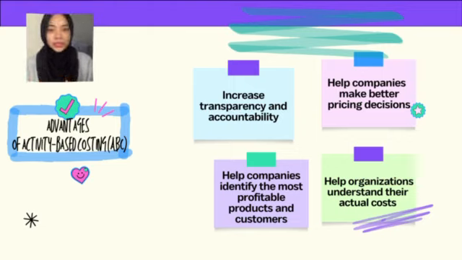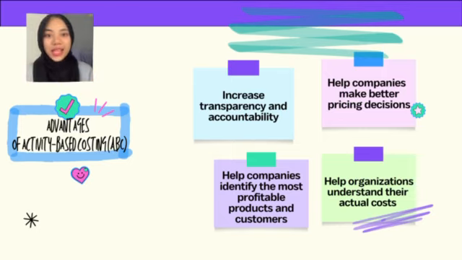Next is help companies make a better pricing decisions. By understanding the true cost of products and services, companies can ensure that they are pricing their products and services appropriately to achieve profitability. Third, activity-based costing also helps companies identify the most profitable products and customers. By understanding the costs associated with each product and customer, companies can focus on the most profitable areas of their business. This can help companies optimize resource allocation and improve cost control.